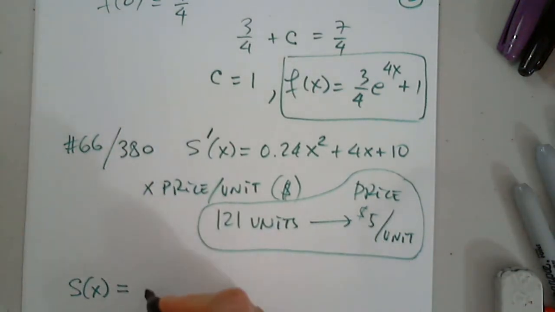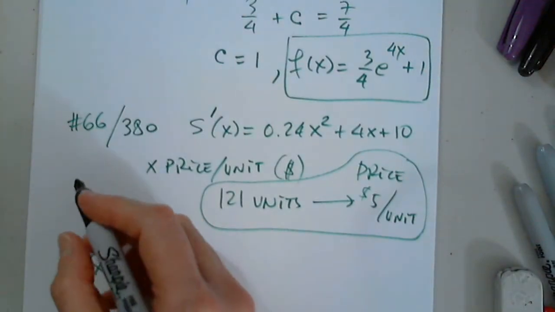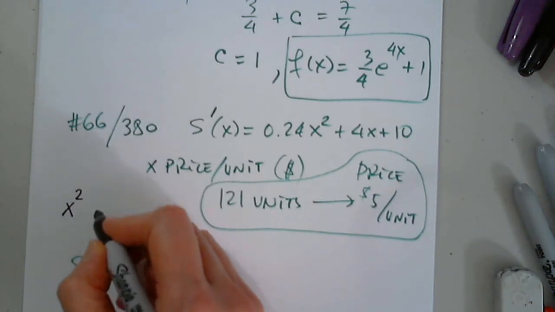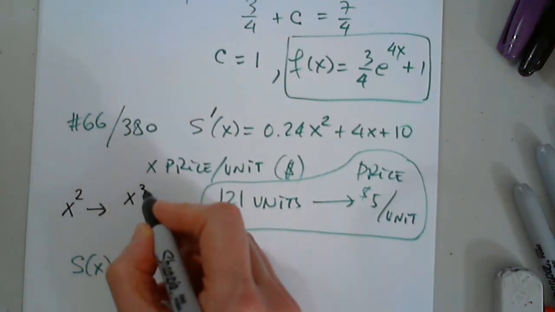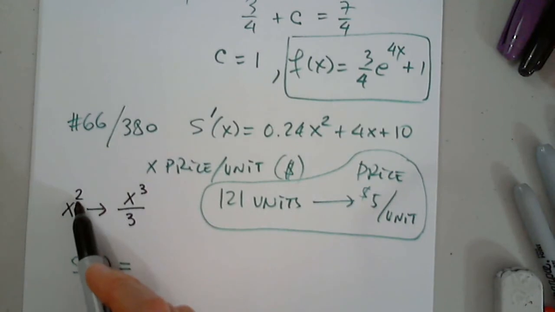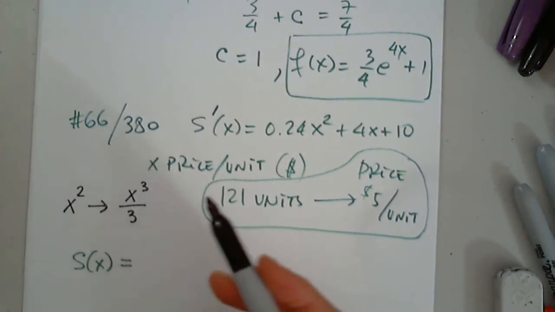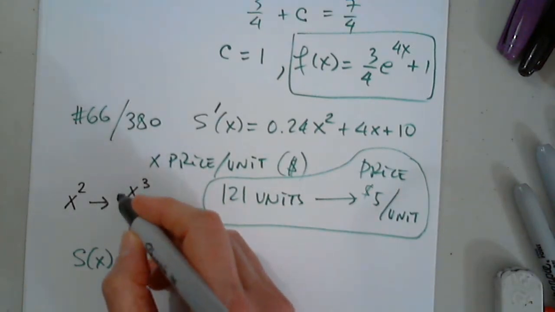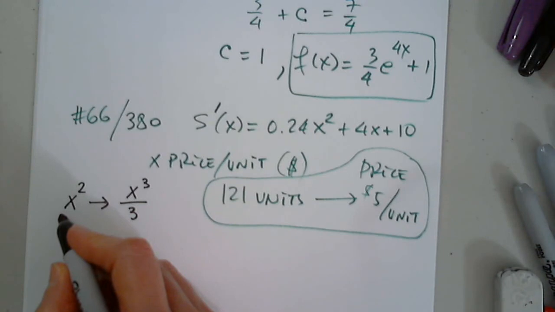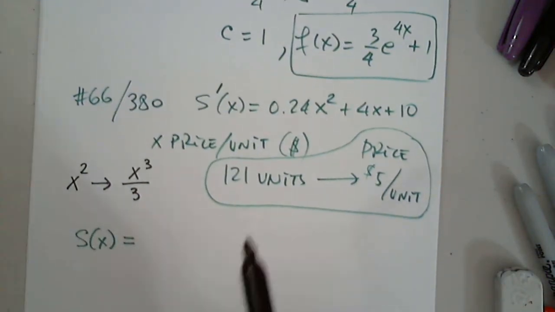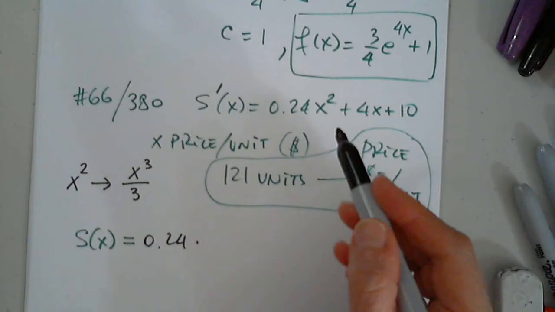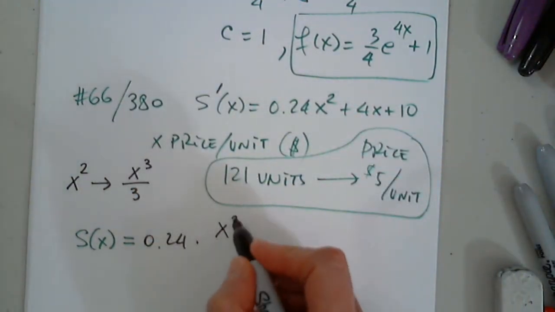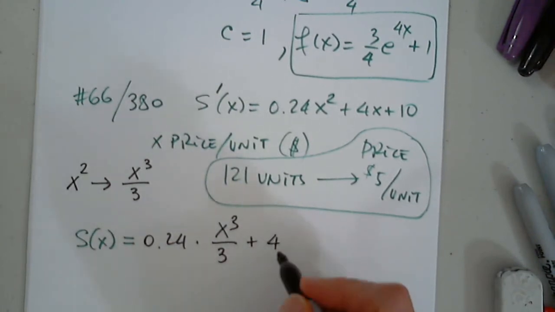Well, remember the rule. If I want to find the antiderivative of x squared, like in this example, the antiderivative of x squared will be x to the third divided by 3. I increase the power by 1 and divide by that number. Because when I differentiate this, I bring 3 in front, it simplifies, and I get back x squared. So 0.24 multiplied by the antiderivative of x squared, which is x to the third divided by 3, plus 4.